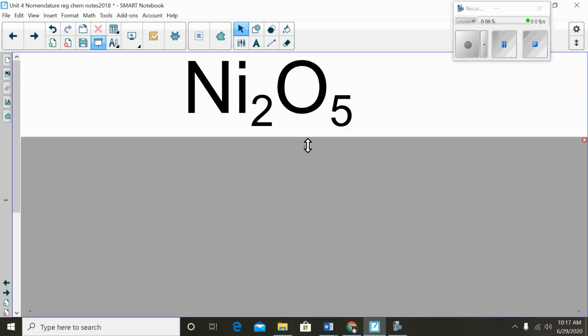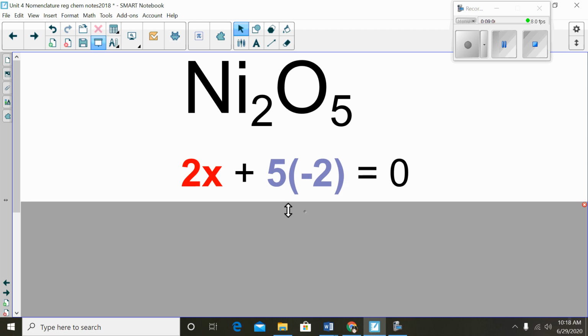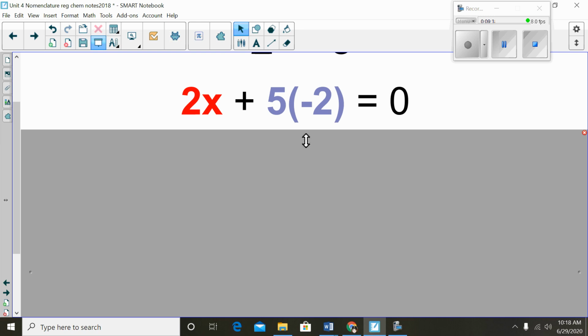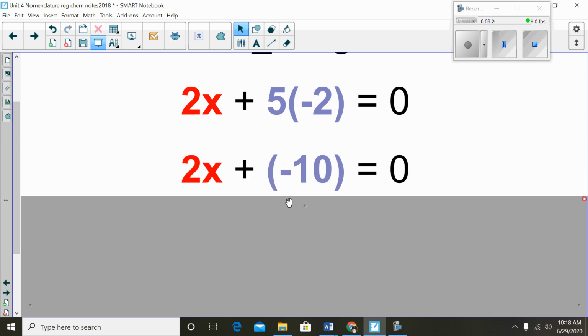Okay, so I set this up algebraically again. The red is my nickel. It's what I don't know. That's my X, and I have 2 of them. My oxygen, I have 5. Oxygen has a known charge because it's the anion. It is always minus 2, and together it equals 0 because we want this to be neutral. So the first thing I do is I multiply my numbers. So 2x plus 5 times 2 is 10, and you keep that negative, and it still equals 0.